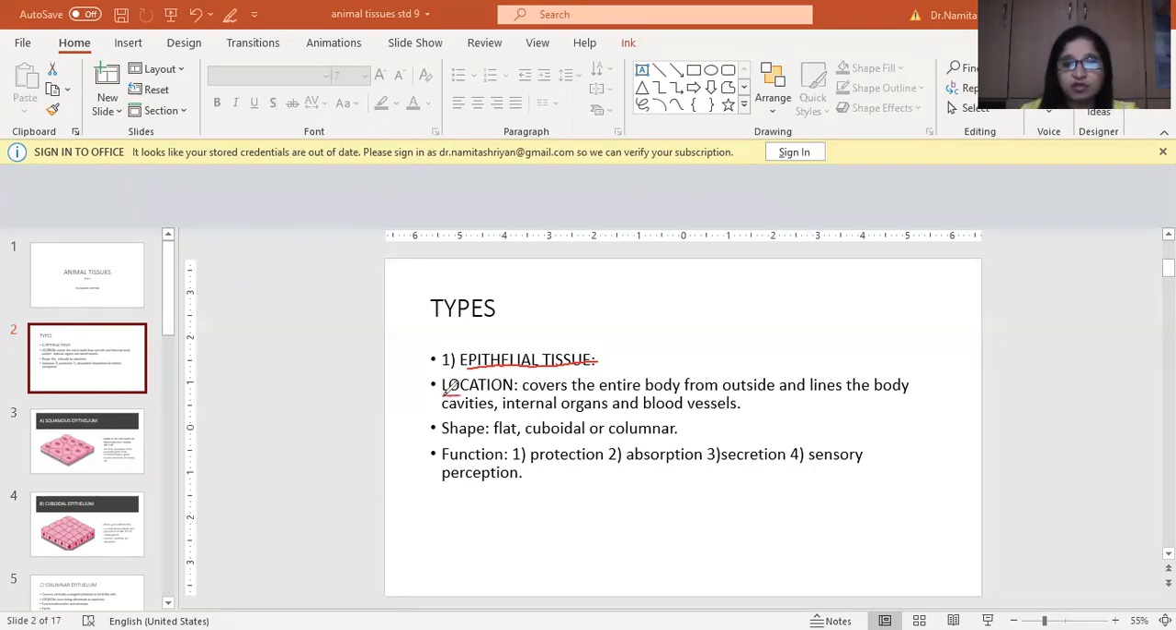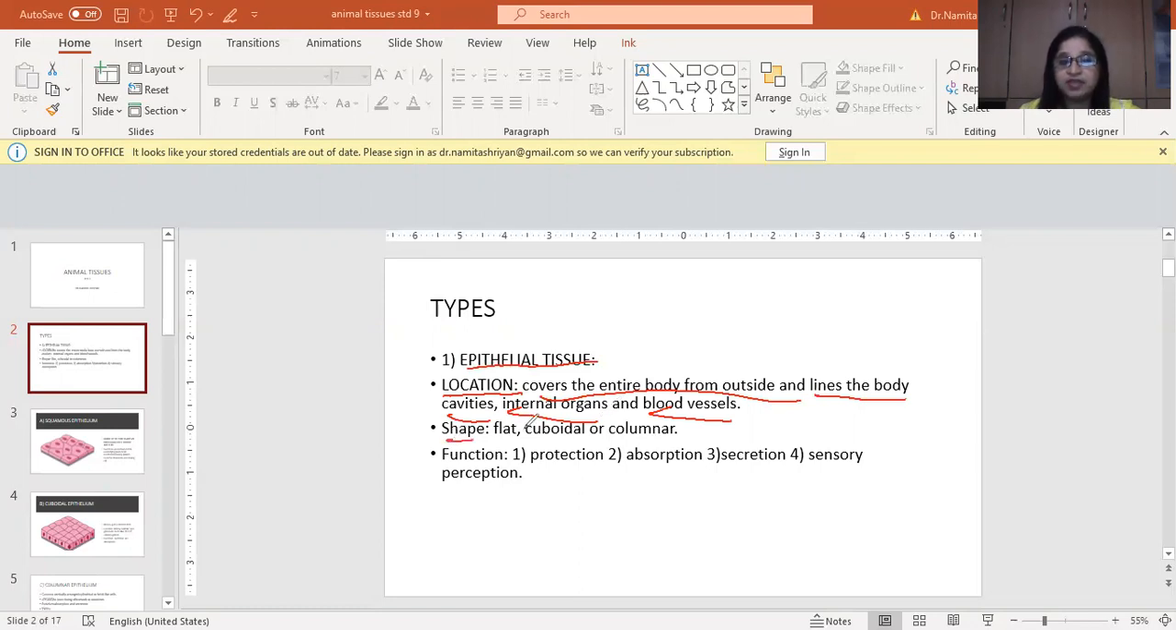So the first thing that we're going to talk about is its location. Where is the epithelial tissue found? It covers the entire body, right from outside, and also lines from inside the body cavities, the internal organs, and our blood vessels. So all the covering from outside as well as the inner lining of all our body cavities, be it our internal organs, be it our entire gastrointestinal system, or be it our blood vessels, we will find this epithelial tissue or epithelium present there.